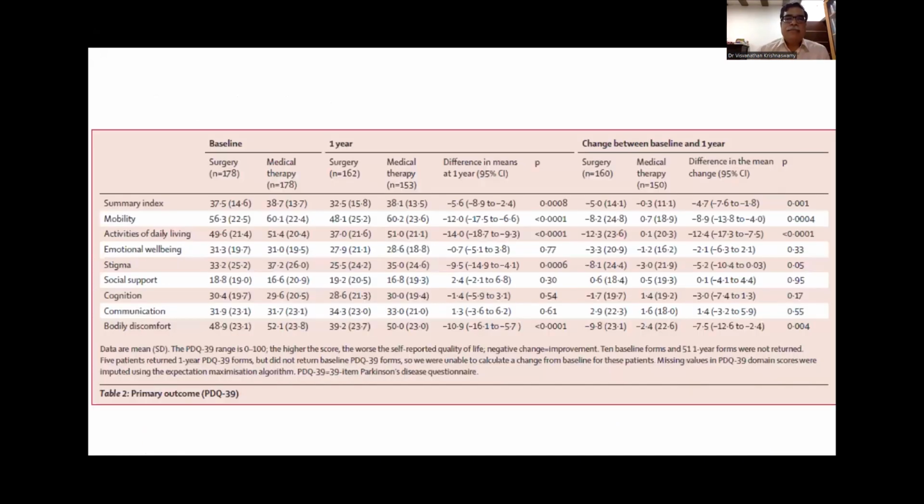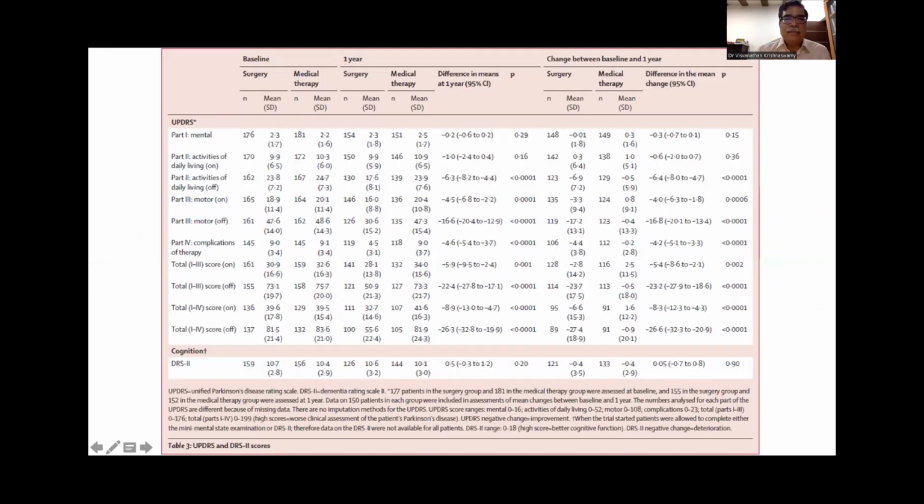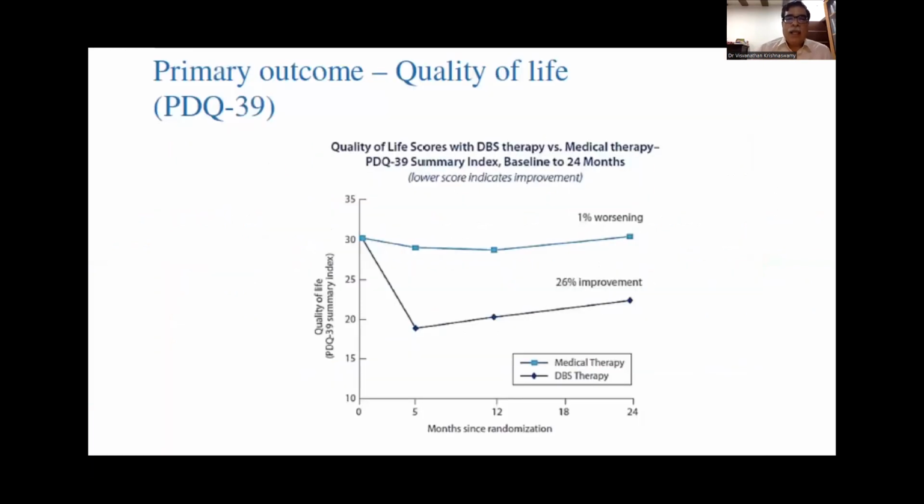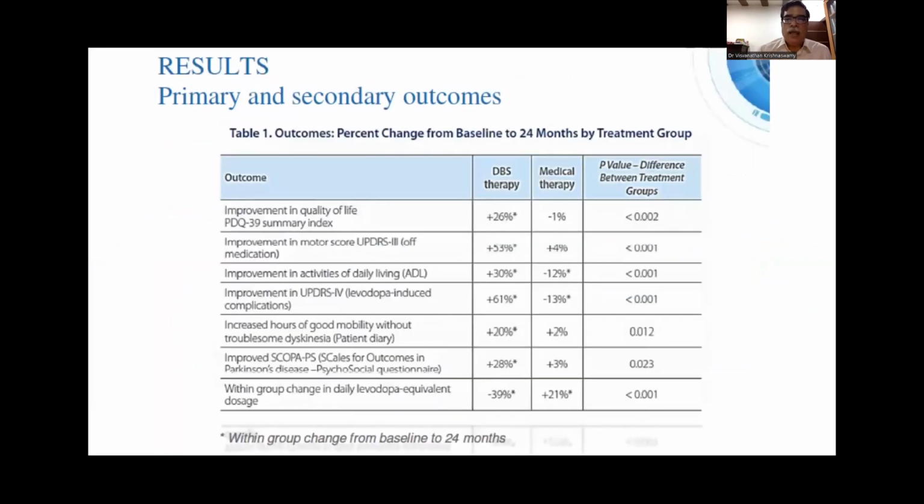Now, this is the same thing, a much busier slide, but to just focus on things like mobility, activity in daily living, the p-values are low. Bodily discomfort, the p-values are low. And the same is depicted in this as well. Now, this is a graph again showing that there is a 26% improvement in patients with deep brain stimulation therapy as compared to maximal medical treatment. Again, for things like the motor scores, levodopa-induced side effects are the ones that do really well.